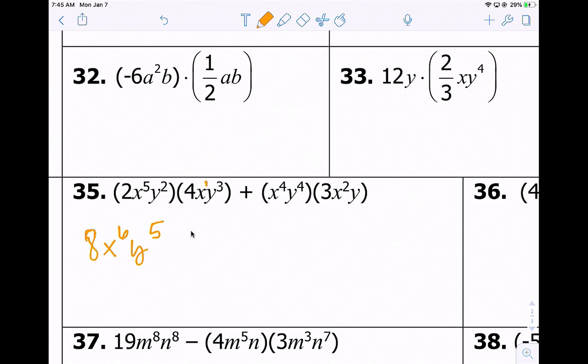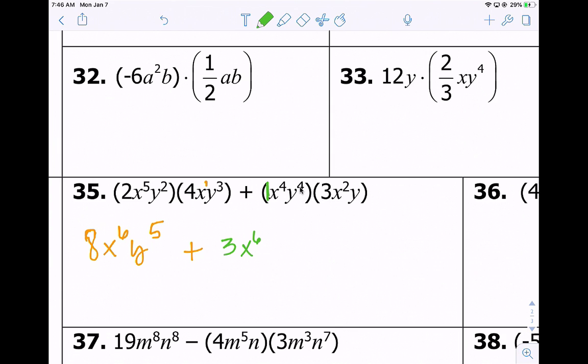They want us to add that to whatever this side simplifies to. If it is not x to the 6, y to the 5th, we cannot do that. So let's see if it is. So we're going to, again, multiply coefficients. So this one has an imaginary coefficient of 1. So 1 times 3 is 3. We have x to the 4th and x squared. So we're multiplying, so we add those together. So 4 plus 2 is 6. So x to the 6.